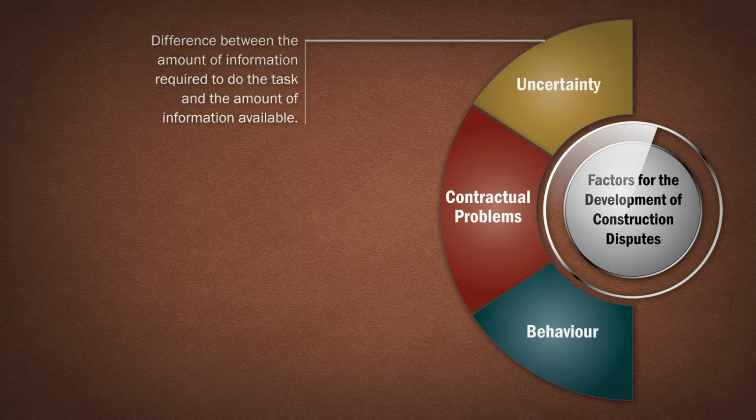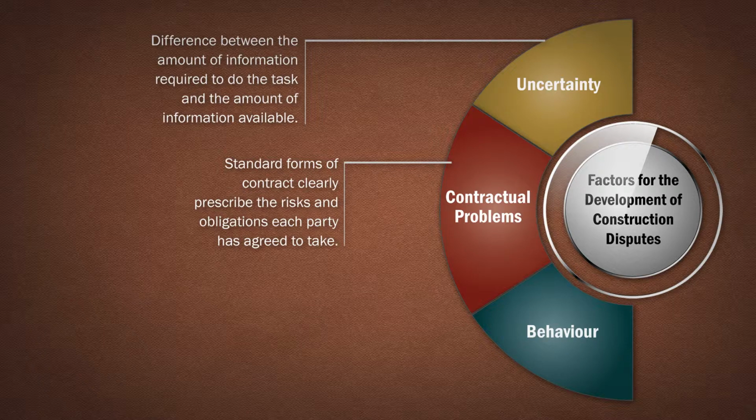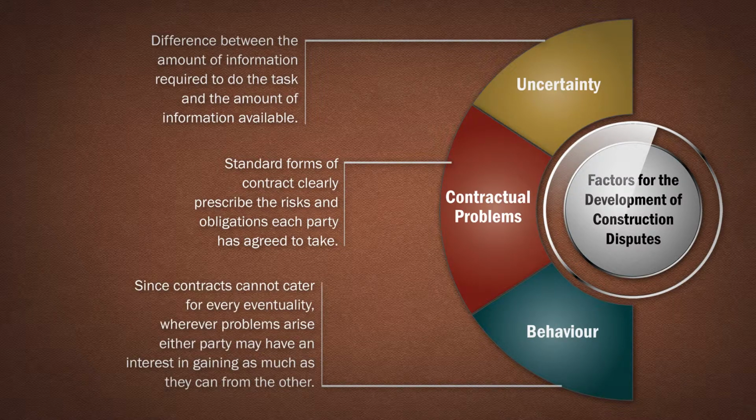Uncertainty. Uncertainty is the difference between the amount of information required to do the task and the amount of information available. Contractual problem. A standard form of contract clearly prescribes the risks and obligations each party has agreed to take. Such rigid agreements may not be appropriate for long-term transactions carried out under conditions of uncertainty. Behavior. Since a contract cannot cater for every eventuality, wherever problems arise, either party may have an interest in gaining as much as they can from the other. Equally, the parties may have a different perception of the facts.